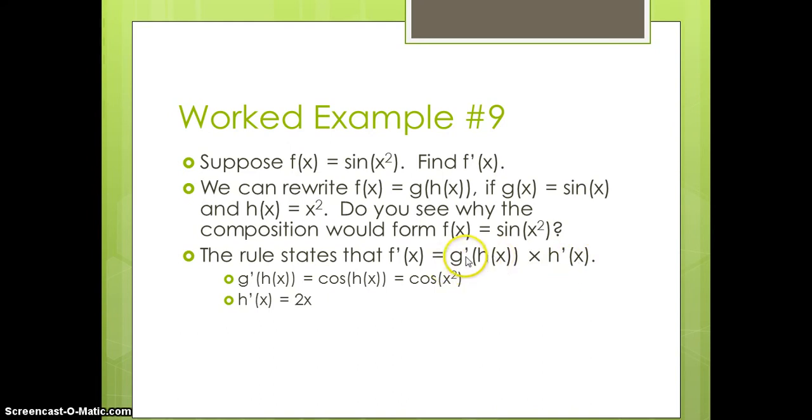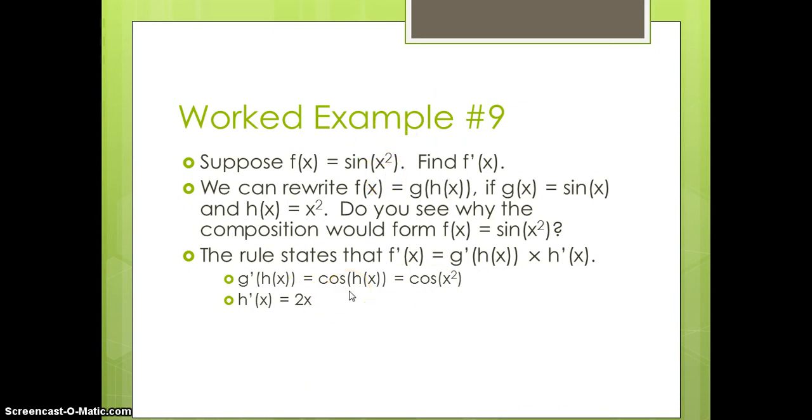So let's take a look at this. The derivative of the outside with the input still the inside function times the derivative of the inside. In this case, g prime of h of x would be cosine of h of x, in other words, cosine of x squared, and h prime of x is equal to 2x. So, let's think about this. Outside function, sine of x. We take that derivative first, leave everything else alone. Then we take the derivative of the inside.